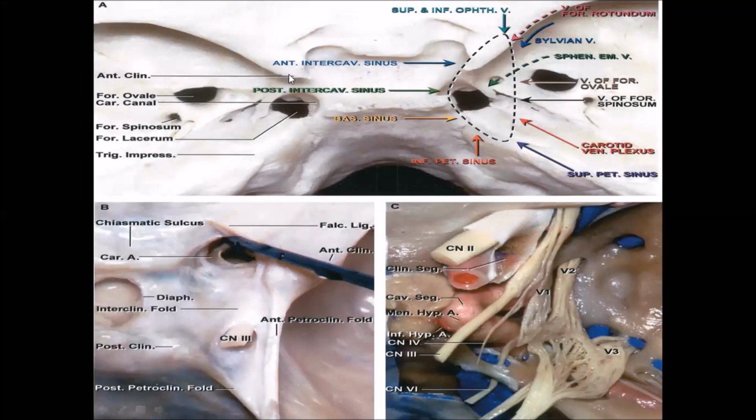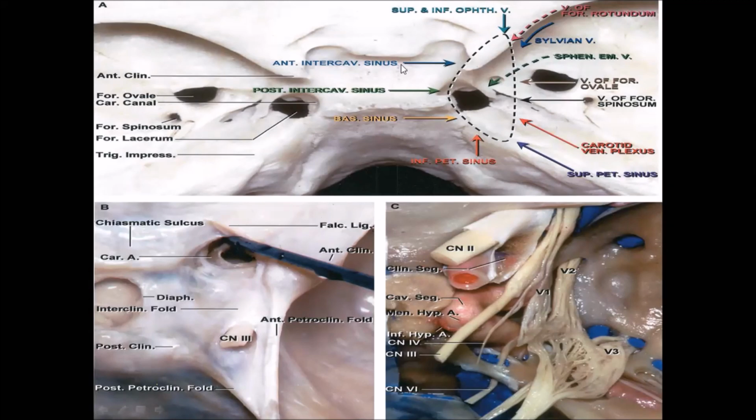Some bony landmarks again. This is the anterior clinoid process. This is the planum sphenoidale. So here you have the carotid canal, and the foramen lacerum, which is usually closed by cartilage. This is the foramen ovale and foramen spinosum.